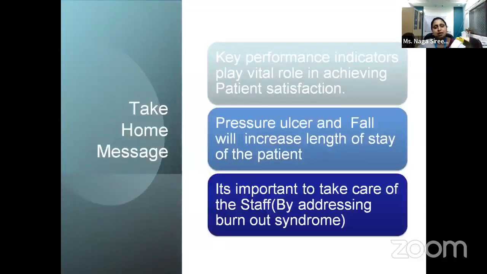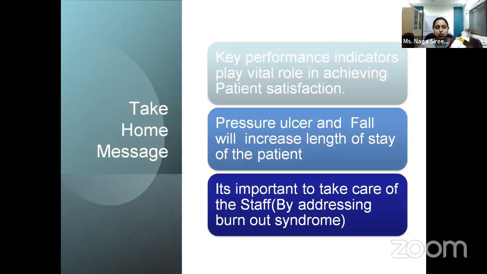I just wanted to tell you, the take-home messages are that key performance indicators play a vital role in achieving patient satisfaction, and pressure ulcers and falls will increase the length of stay, which I've been addressing from the beginning, because that causes the increased length of stay.